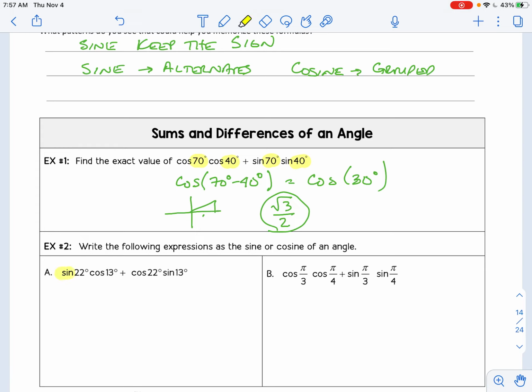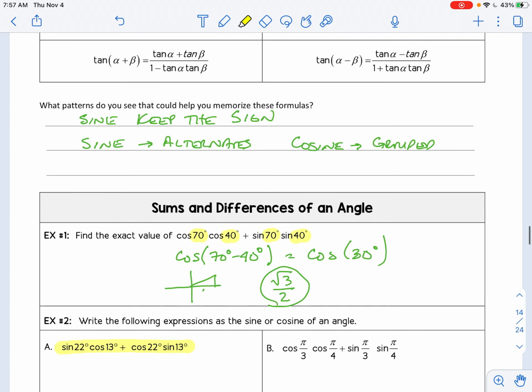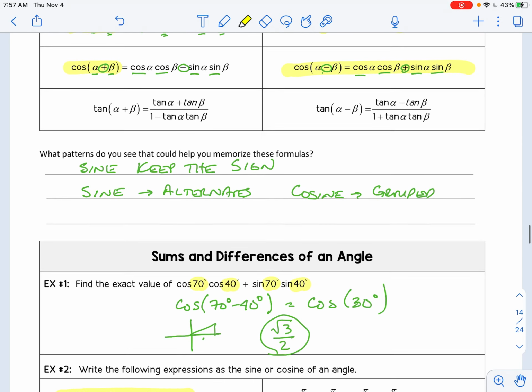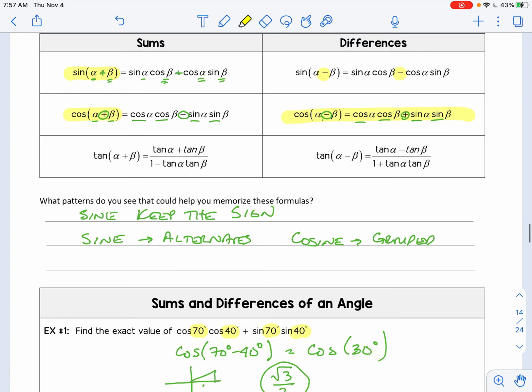I have sine of 22, cosine of 13. Right there. So for that one, again, I don't have anything that goes with that necessarily, but if I was to rewrite that and match it up, which one does that go with? It's an alternating pattern with a plus in between.